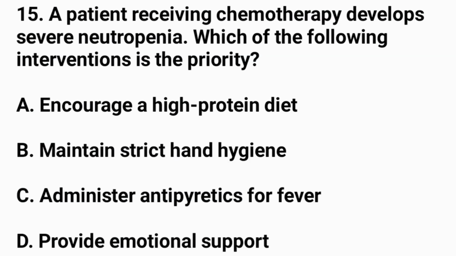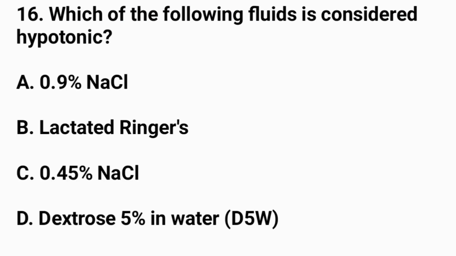Question number 15. A patient receiving chemotherapy develops severe neutropenia. Which of the following interventions is the priority? The right answer B. Maintain strict hand hygiene. Question number 16. Which of the following fluids is considered hypotonic? The right answer is option C. 0.45% NaCl.